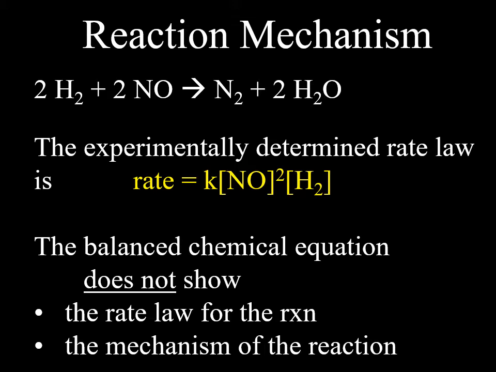It also doesn't show us the mechanism. It doesn't show us exactly how two hydrogen molecules and two NO molecules end up making a nitrogen and two waters. There's no way that all four of the molecules, two H2s and two NOs, all collide simultaneously, all four of those particles hitting at the same time, and boom, suddenly you have N2 and 2H2O. It's just not going to happen that way. It's too complicated. The chances of it occurring are too low. So something else must be going on. That's what the mechanism is. What is that something else? What is the exact pathway that makes it happen?